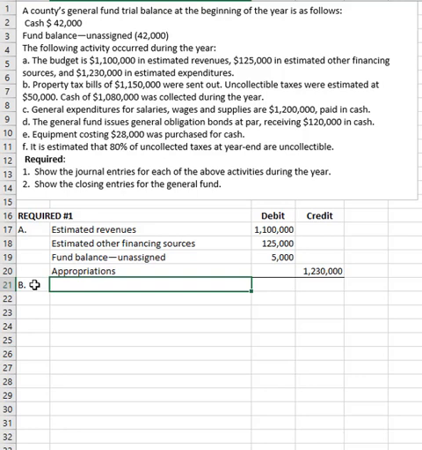Okay, what's next? Now they've got property tax bills that they've sent out. They estimate that 50,000 of those will not get collected. And then they have collections during the year. So let's first set up when they send out the tax bills, and then let's do the collections.